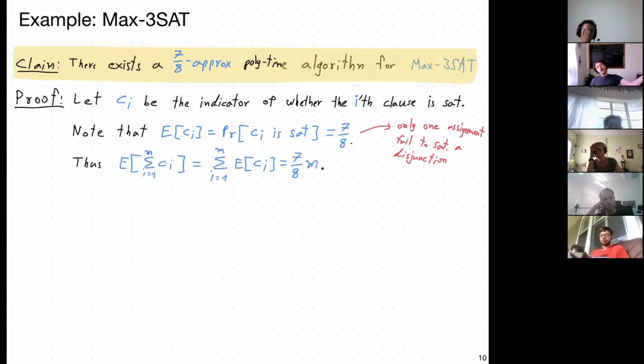So if we want to count the number of satisfied assumptions, this is exactly the sum of all of these CIs, and we take the expectation. By linearity of expectation, this is exactly the sum of the expectations, which we computed, so we're getting just 7/8m. So this means that we always have an assignment that would satisfy 7/8m variables. By the way, m here is the total number of clauses, I should have said that. So a fraction of 7/8.